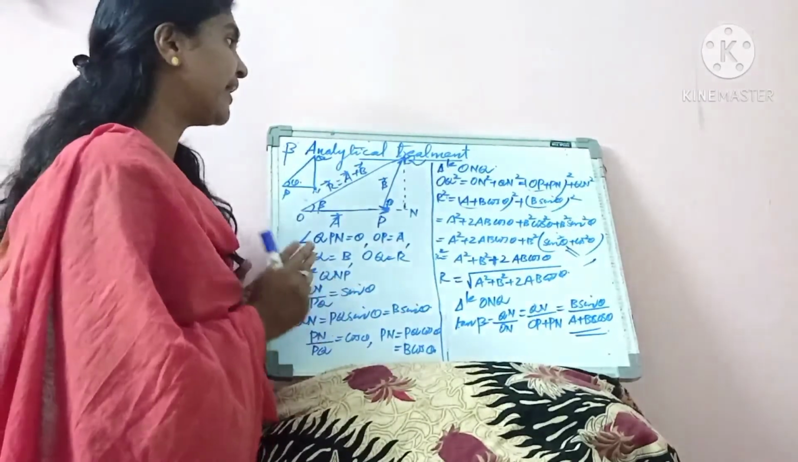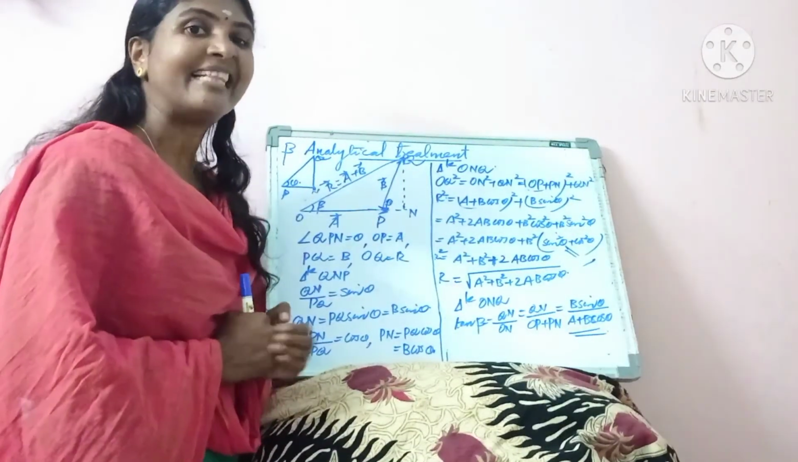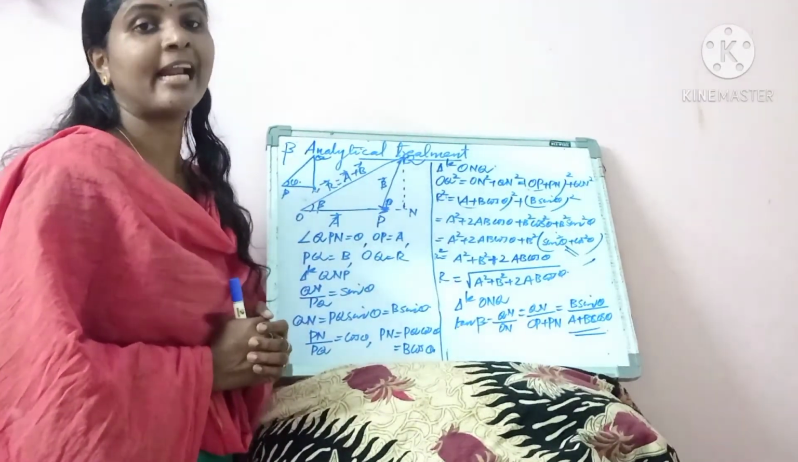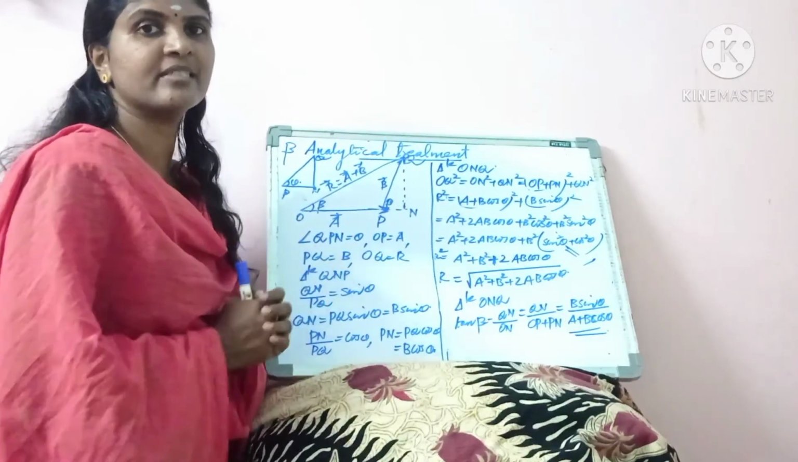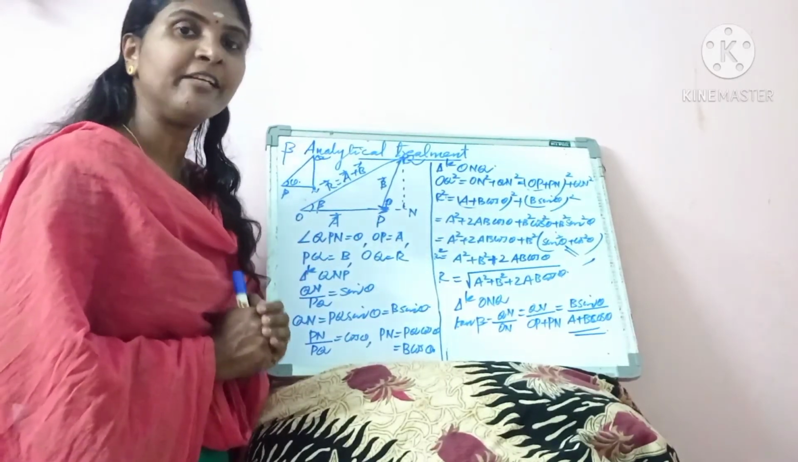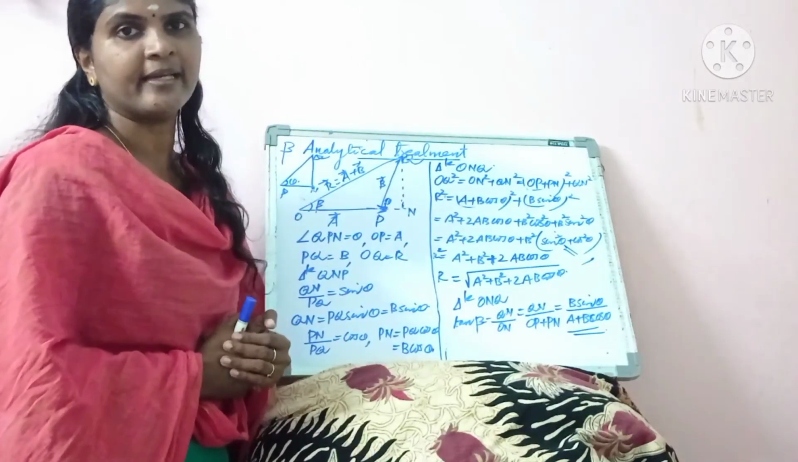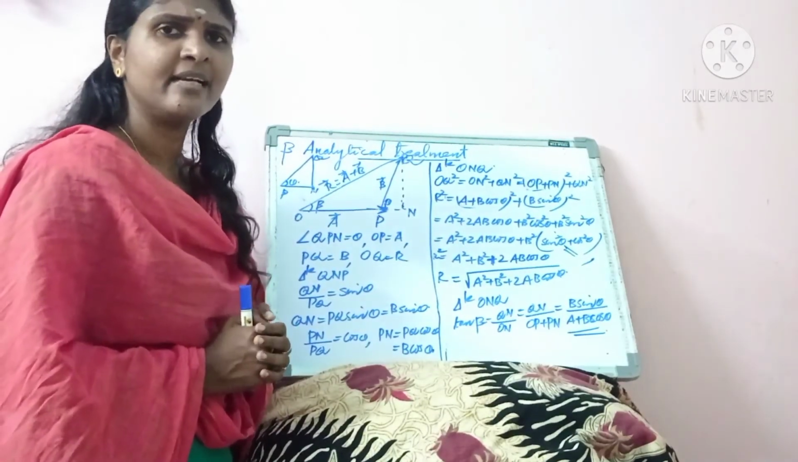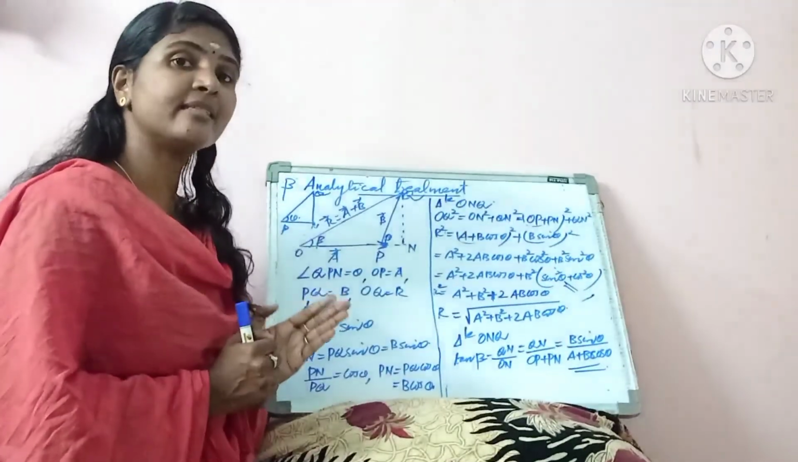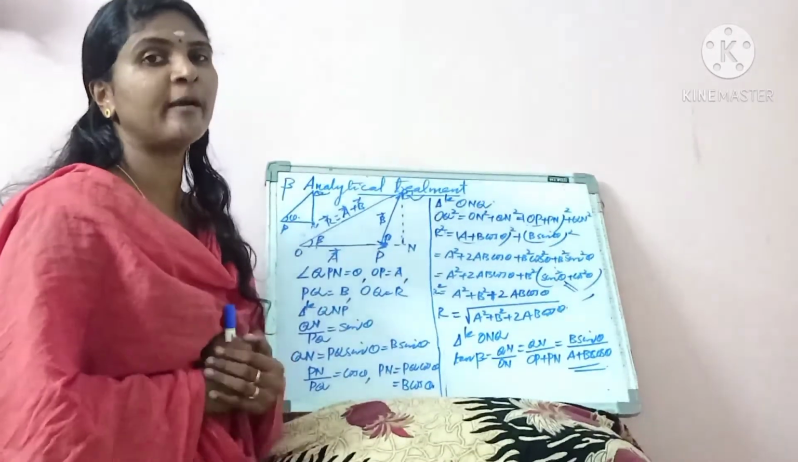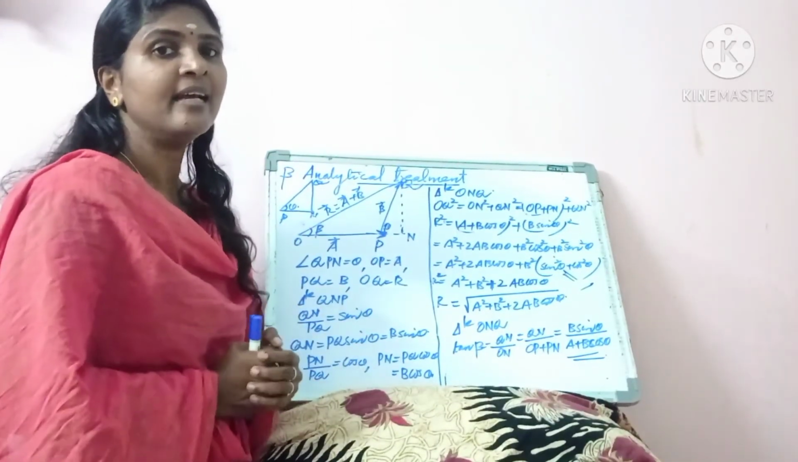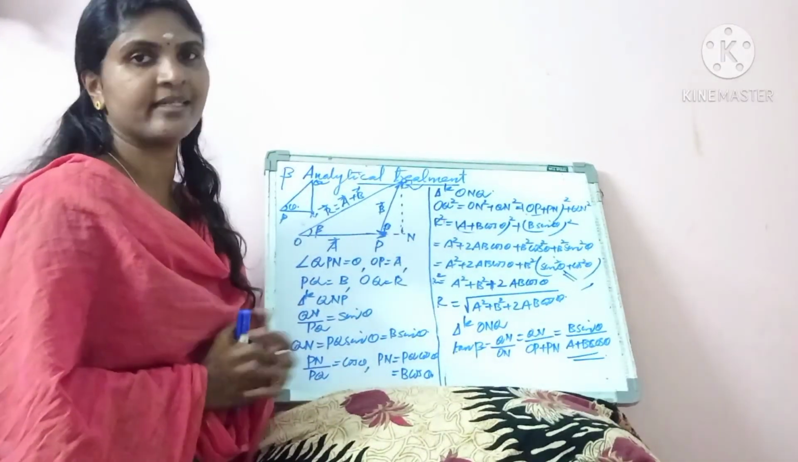So we have learned the analytical treatment of the triangle law of vector addition. By using this, we have found out the magnitude of the resultant vector and also the direction. Have you got it? The analytical treatment of the parallelogram law of vector addition is also there. That thing we can study in the next class.